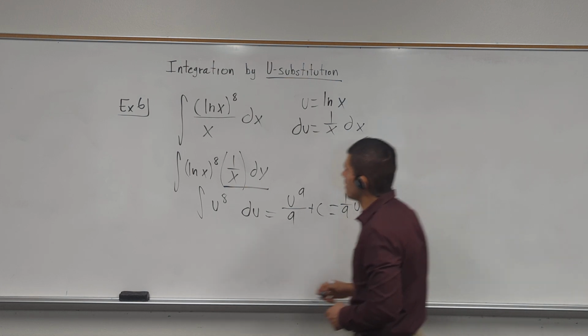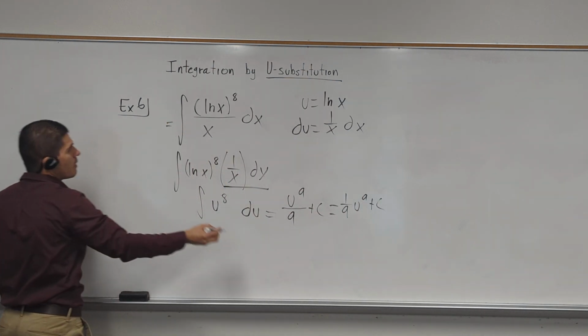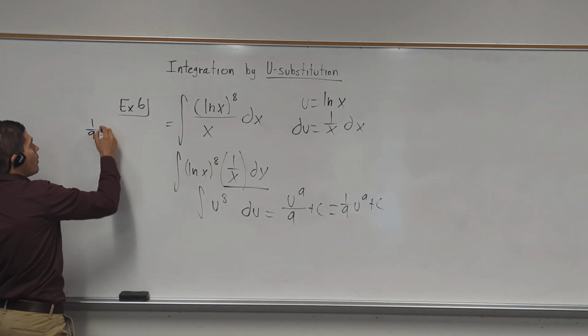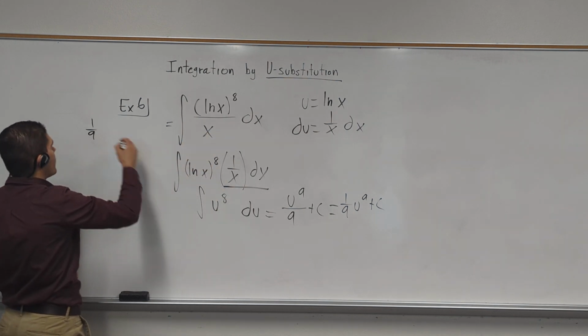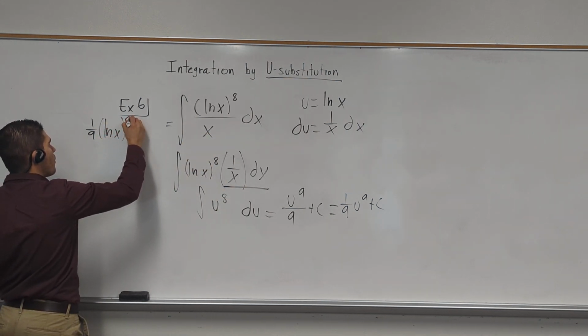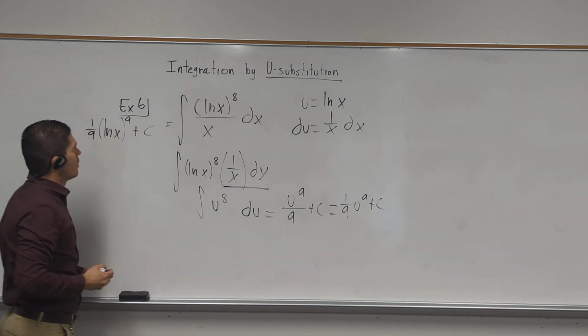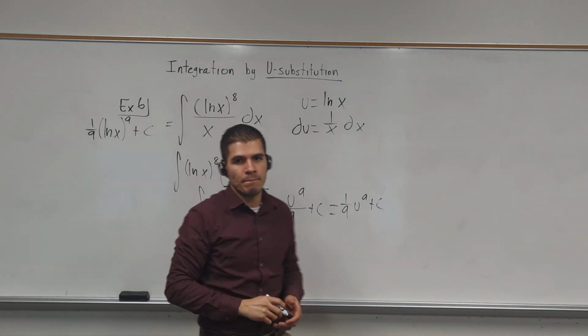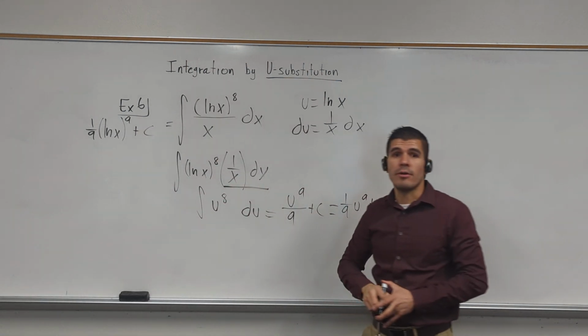Allows me to go back and say, all right, well, what is the answer to this? 1/9. u is basically ln of x, so this would be ln of x to the power of 9 plus c. Okay, that wasn't terrible, right?